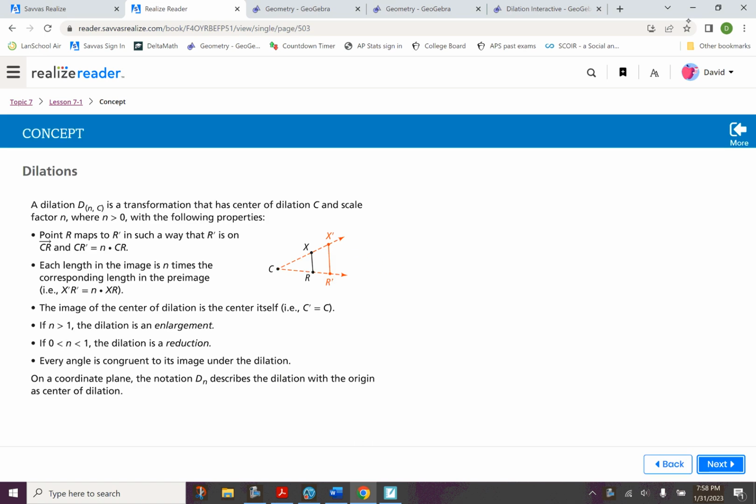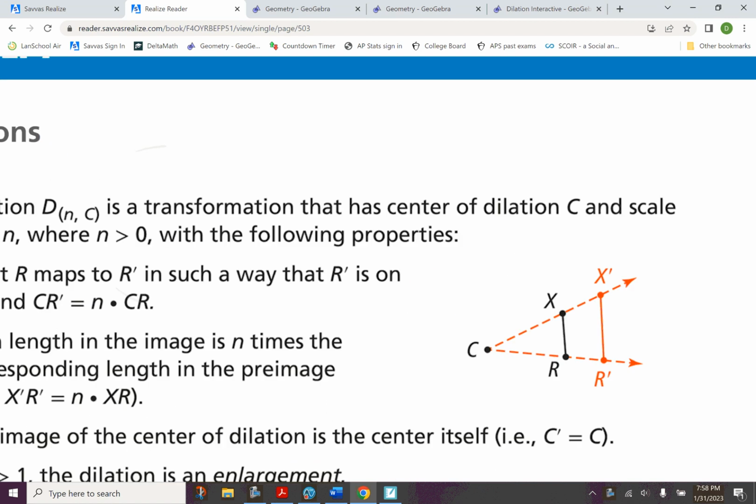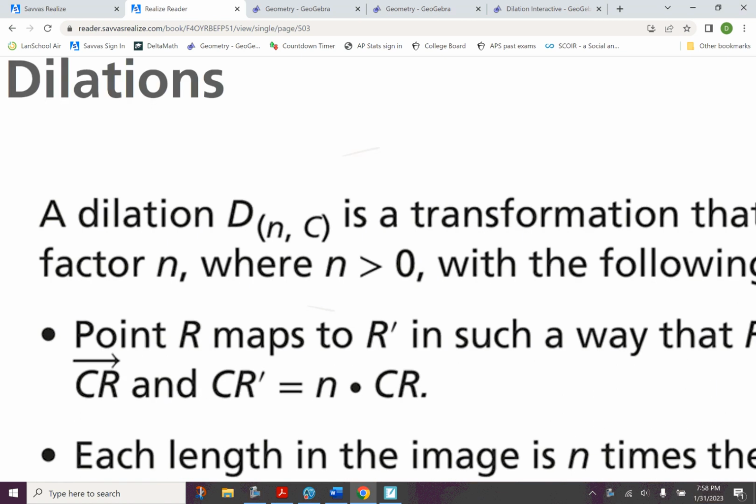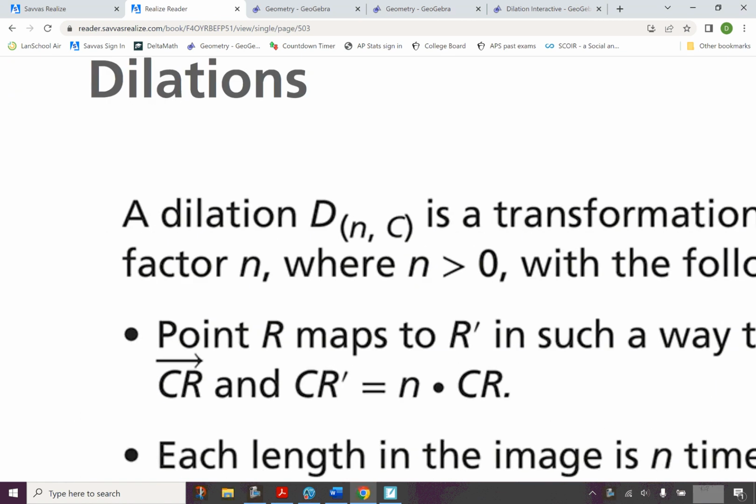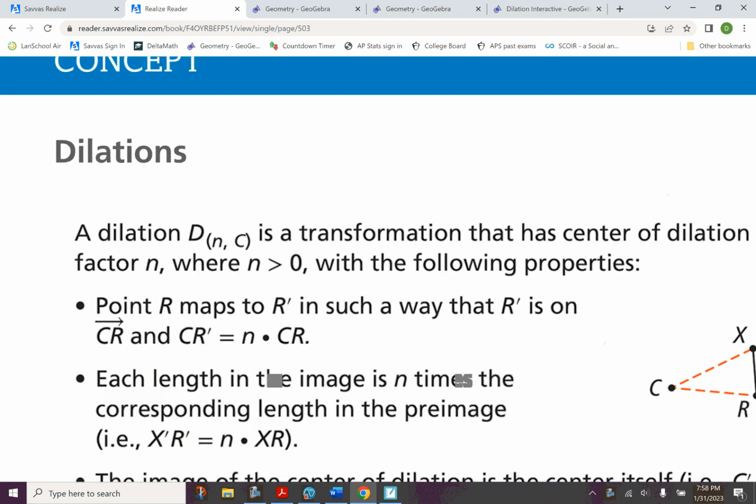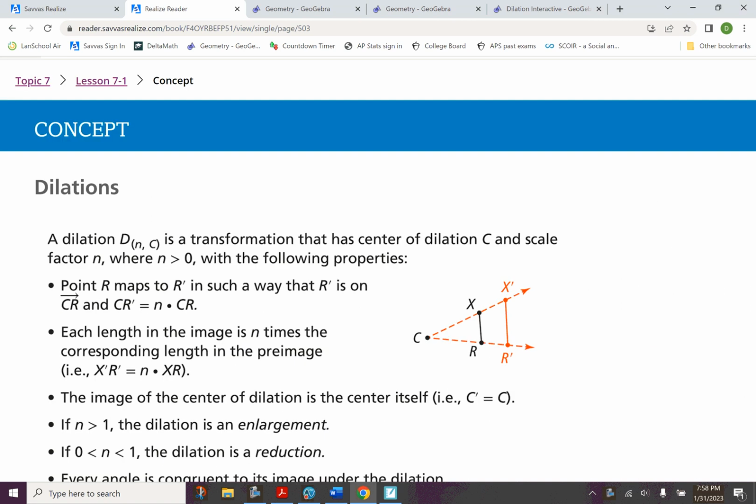But in the end, there are several key characteristics that are true for all dilations. Okay, now first of all, let's zoom in here. Here's our notation. Capital D for dilation, and then in a subscript, we're going to put in parentheses two very, very important pieces of information. The first one there, N, is going to be our scale factor, comma, the second thing is going to tell you where the center of the dilation is.